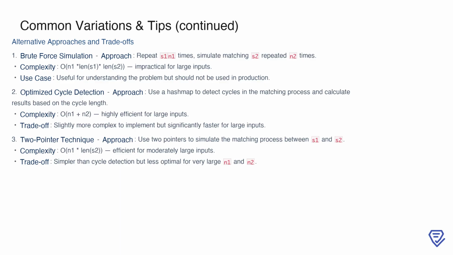Another option is the two-pointer technique, where you use two pointers to simulate the matching process between S1 and S2. This approach is simpler than cycle detection and runs in O(N1 * len(S2)), making it a good middle ground for moderately large inputs. However, it's less optimal than cycle detection for very large values of N1 and N2. Each method has its strengths, so understanding the trade-offs is key to choosing the right one for a given scenario.